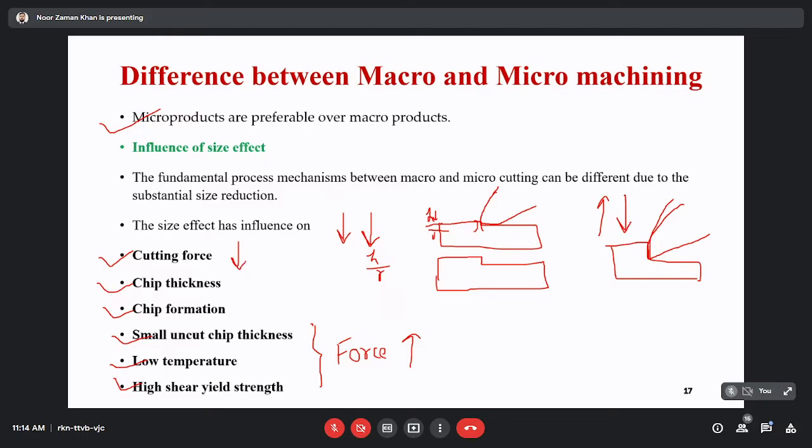So this is a complexity in micro machining, because very little mechanics is available on micro machining, whereas a large literature is available for macro machining. So this is also a big challenge in the micro machining process. This is the difference when we reduce the size of the component, the influence of size effect on various factors.